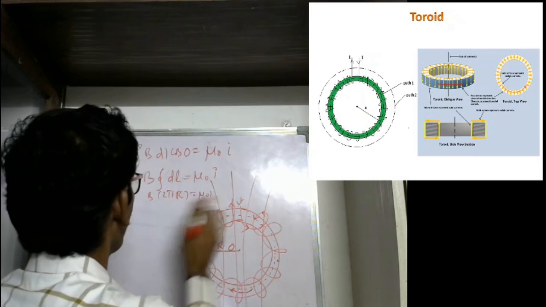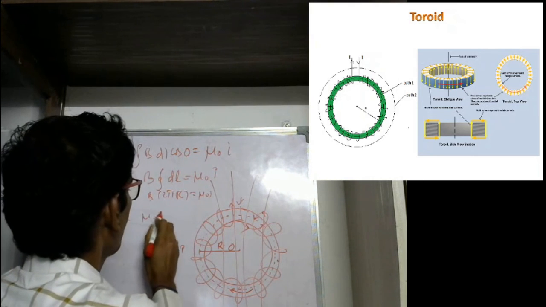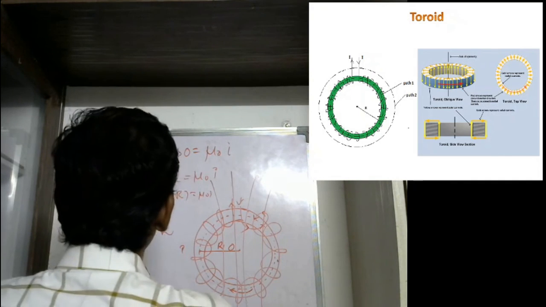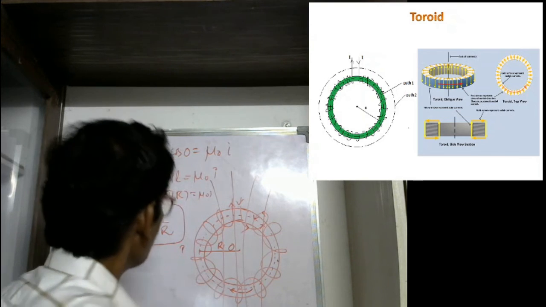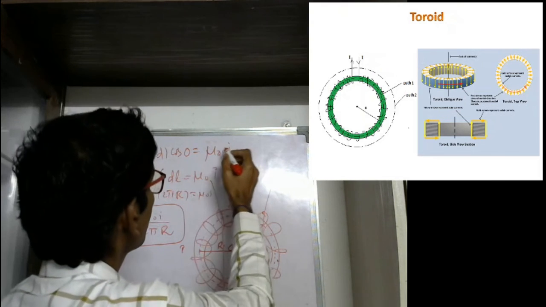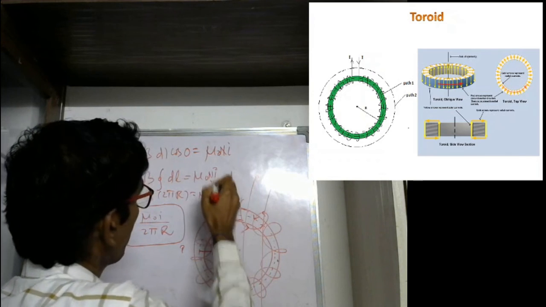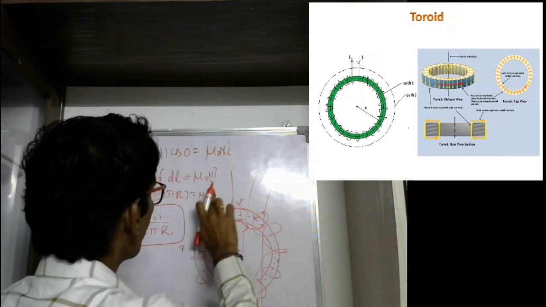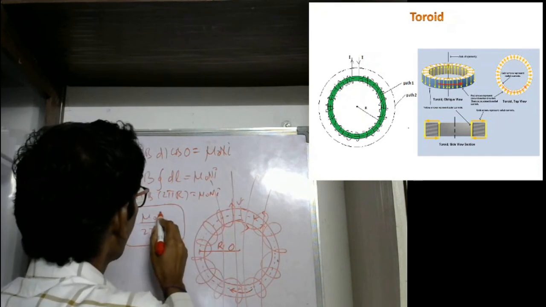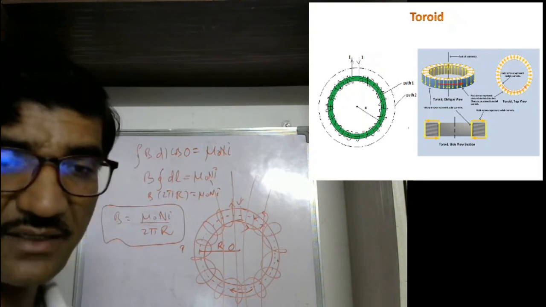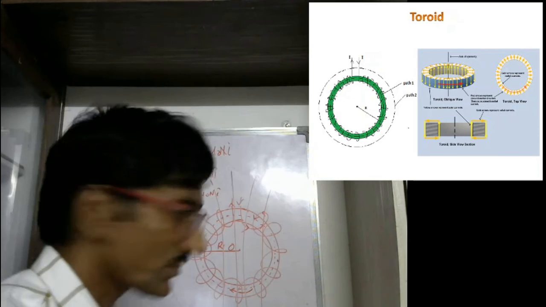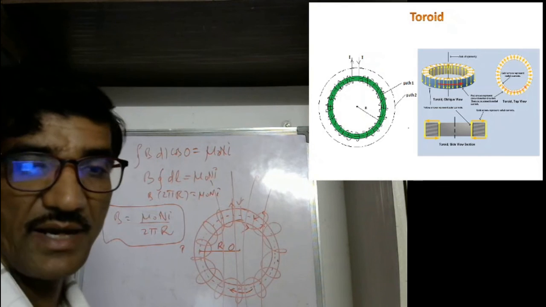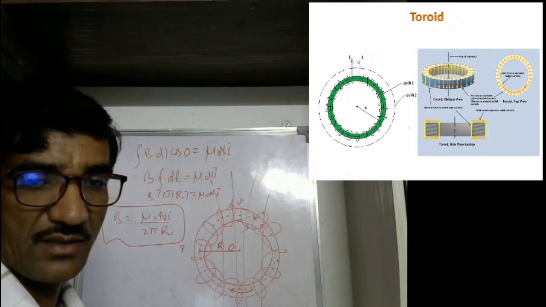Here your B is nothing but mu naught I by 2 pi r. If there are N turns, from here onwards you have to write N I, because you are having a total of N turns, so you have to modify the current to N I. So what is the magnetic field of the toroid? Mu naught N I by 2 pi r.